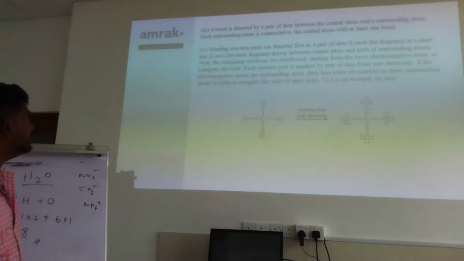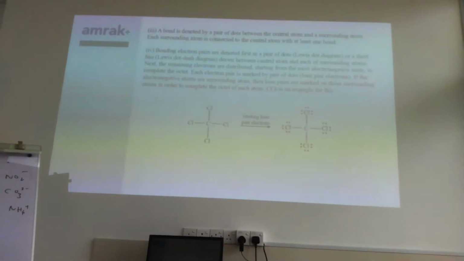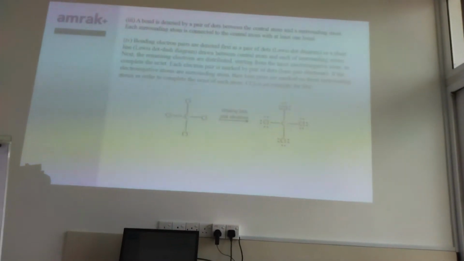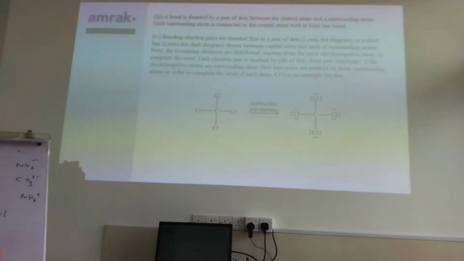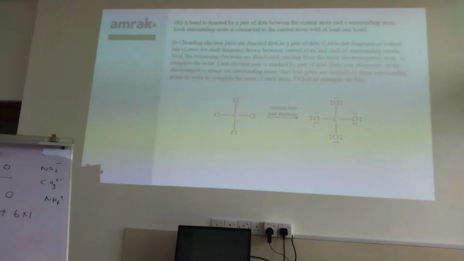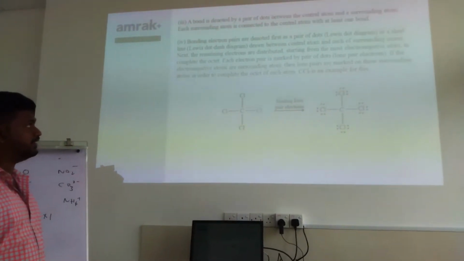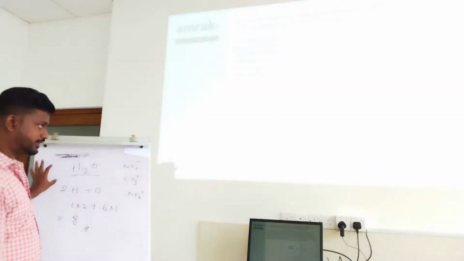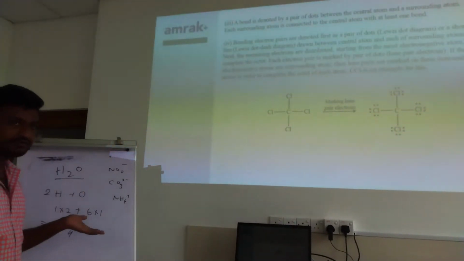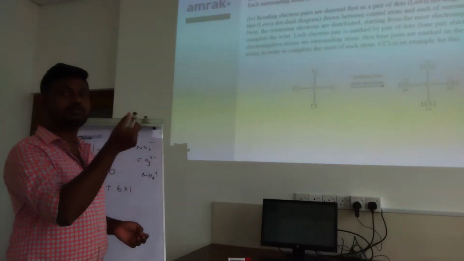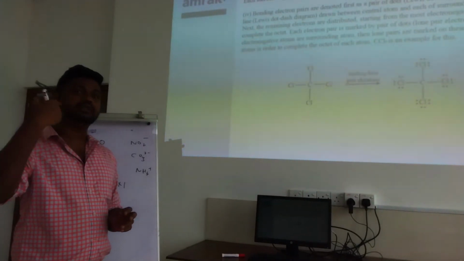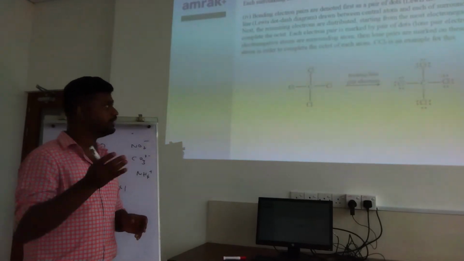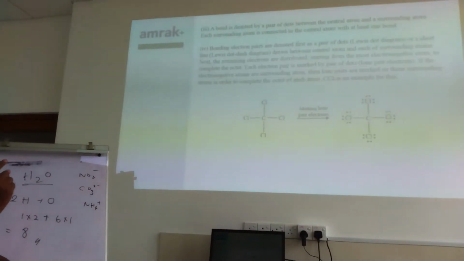So the third one: a bond is denoted by a pair of dots between the central atom and the surrounding atom. Each surrounding atom is connected to the central atom with at least one bond. When you start to draw the structure, first you have to come up with the single bonds, and only then put in the other bonds, like a double or triple bond, whatever it will be later on. So first you have to connect with the single bond.